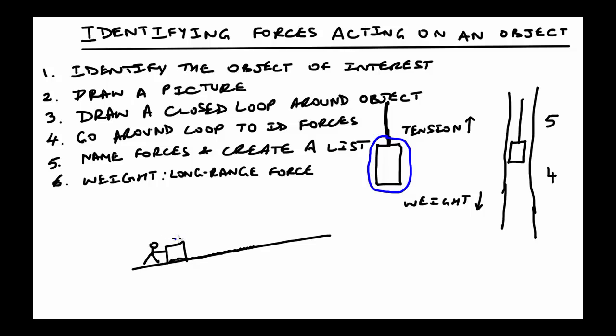And now let's draw a closed loop around our object of interest. So here's our loop. Now as we go around it, let's start listing the forces. I'm going to start at the top here and go in a counterclockwise manner. So as I get to the person, I come up with my first force, and I'll call that the pushing force, and that's being applied up the ramp in this direction.